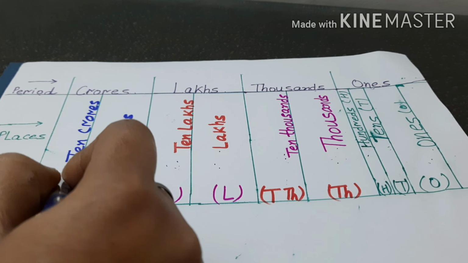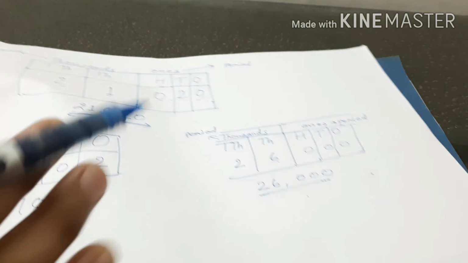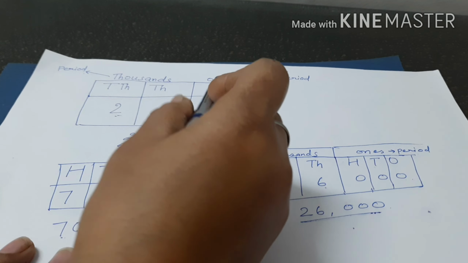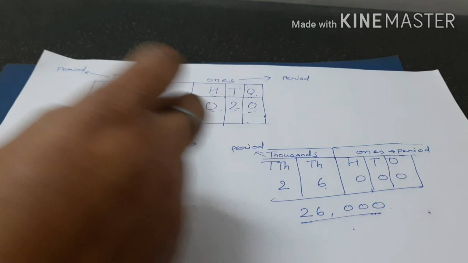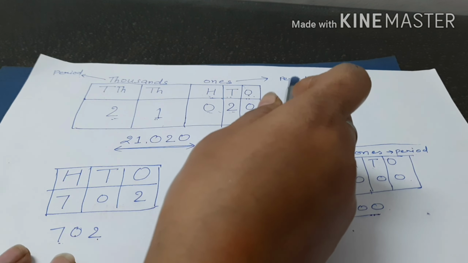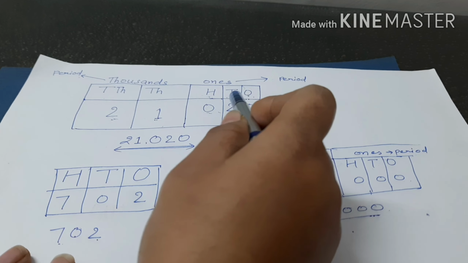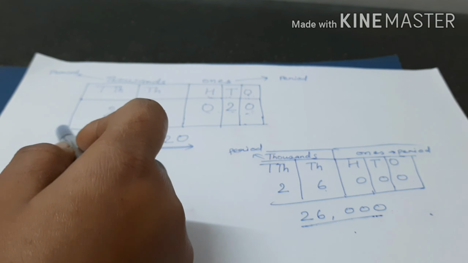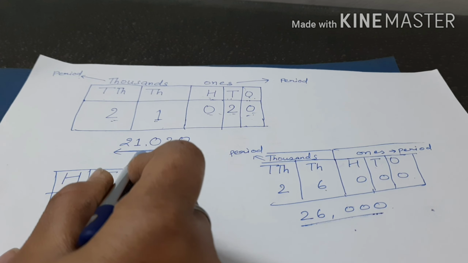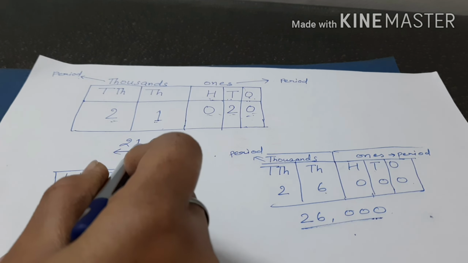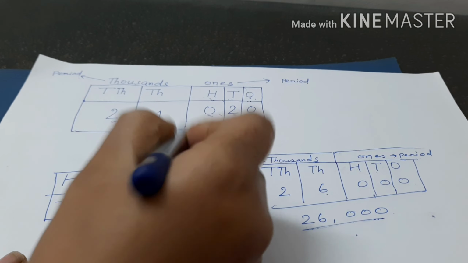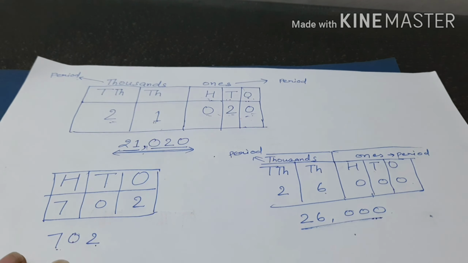Okay, so look at this bigger number, 21,020. So the ones period covers 20 and the thousands period covers 21,000s. The ones period covers ones, tens and hundreds, and the thousands period covers thousands and ten thousands. So after the thousands period ends and the ones period begins, we use a comma.